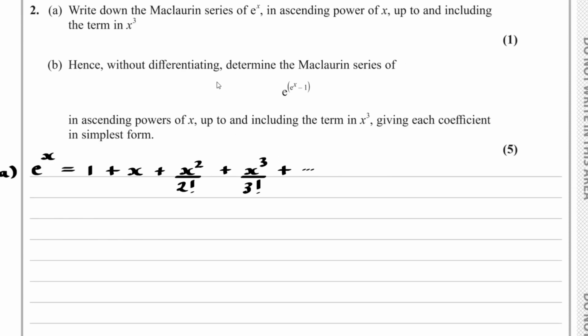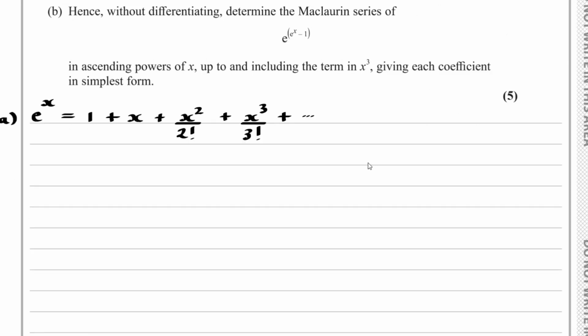Part B: hence, without differentiating, determine the Maclaurin series of e to the power of e to the x subtract 1, in ascending powers of x up to and including the term in x cubed, giving each coefficient in simplest form. Well, instead of us having an x in our power, what we have instead is e to the x subtract 1 as our power. So let's deal with e to the x subtract 1 first.